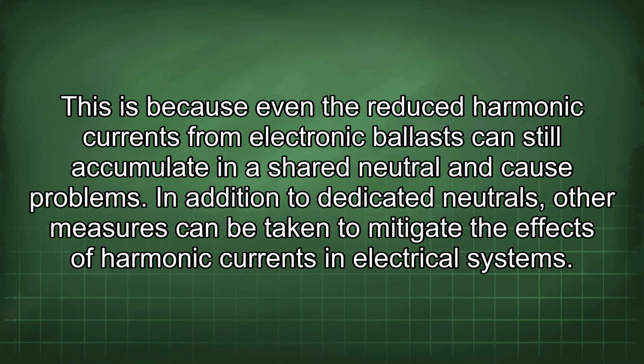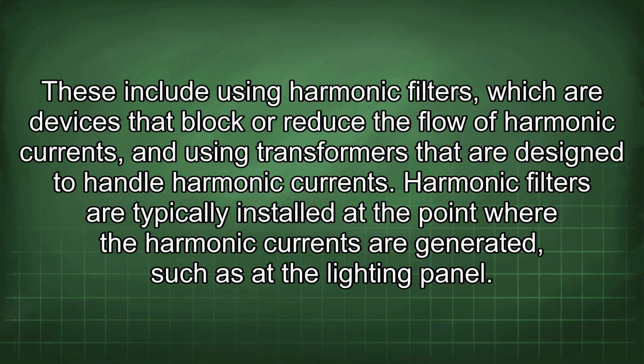problems. In addition to dedicated neutrals, other measures can be taken to mitigate the effects of harmonic currents in electrical systems. These include using harmonic filters, which are devices that block or reduce the flow of harmonic currents, and using transformers that are designed to handle harmonic currents. Harmonic filters are typically installed at the point where the harmonic currents are generated, such as at the lighting panel.